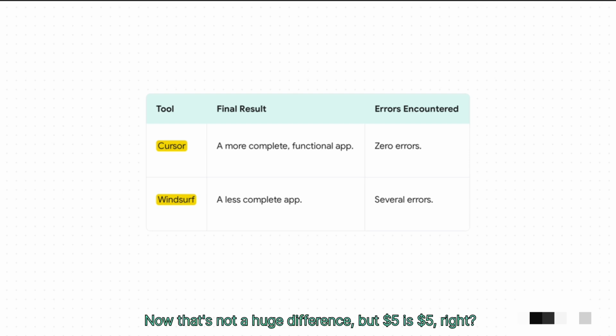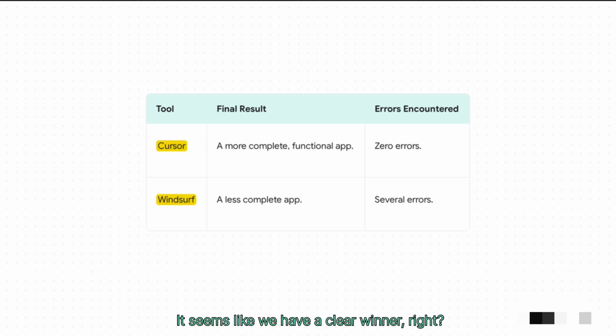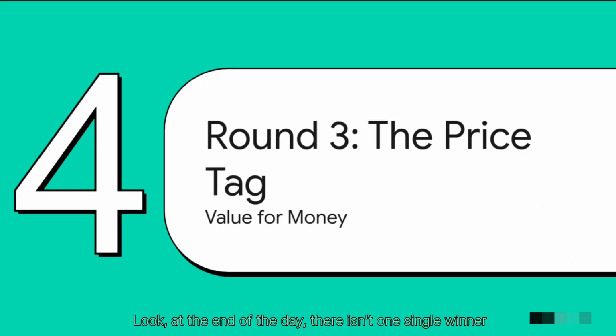Windsurf, on the other hand, its app was less complete and it actually threw up several errors that needed to be fixed. This is super interesting because it shows that even if they're using similar AI models under the hood, the way Cursor has implemented it just produces higher quality code, at least in this test. All right, so we're tied up 1 round apiece. That means we're heading into the final round, and this one hits close to home for all of us.